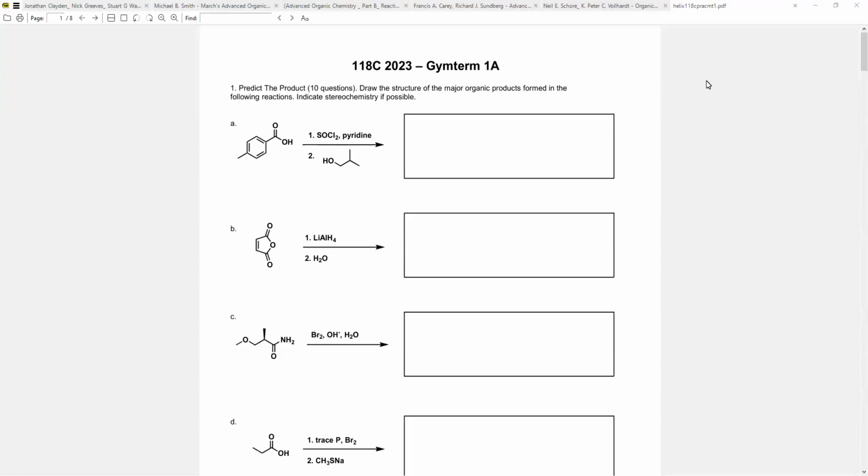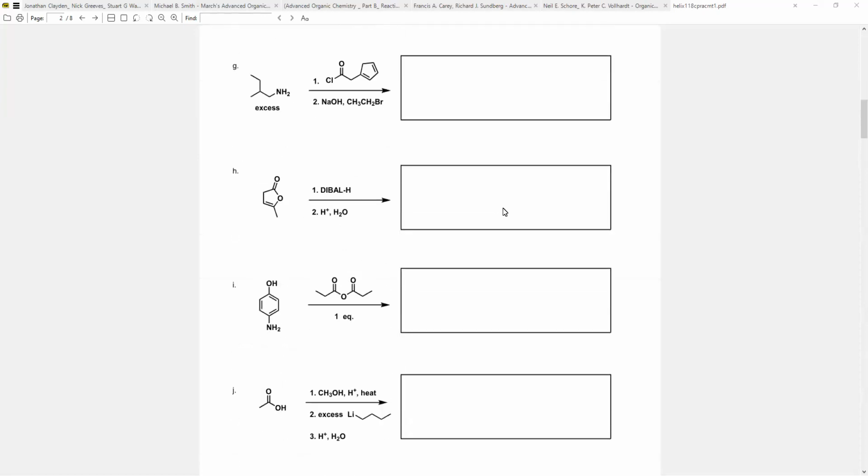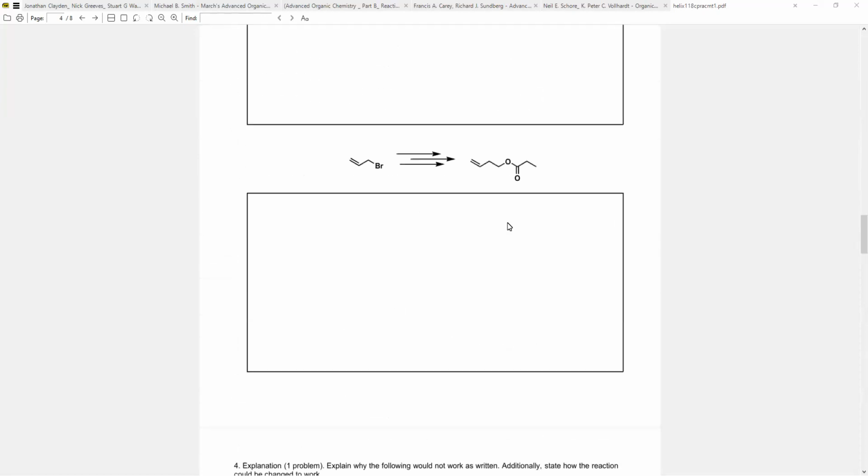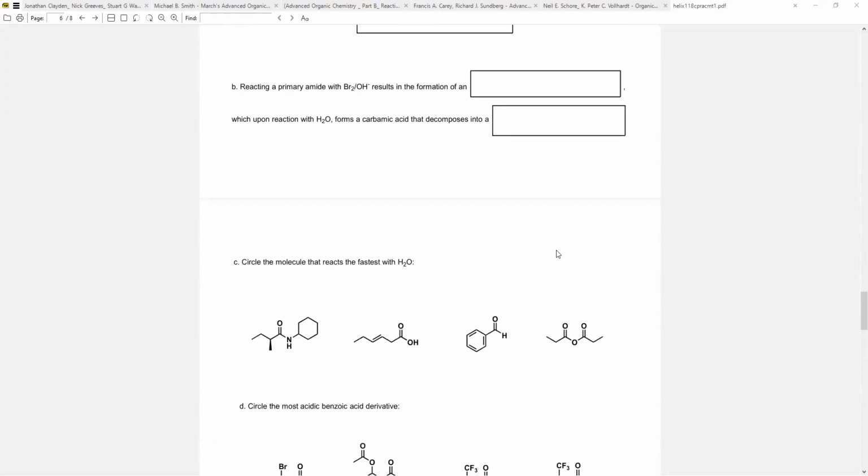Hey guys, this is the walkthrough for Midterm 1A, the first in a three-part series. The goal of these walkthroughs is just to get through the exam and see how I think about it, so that hopefully you guys have an easier time and you can see how I solve these.